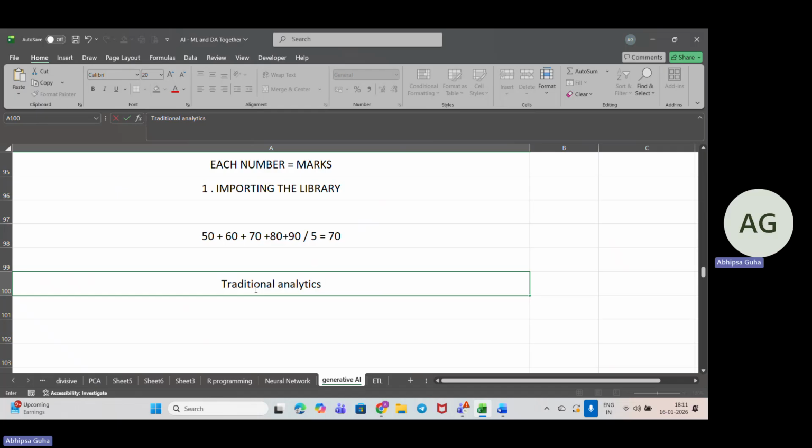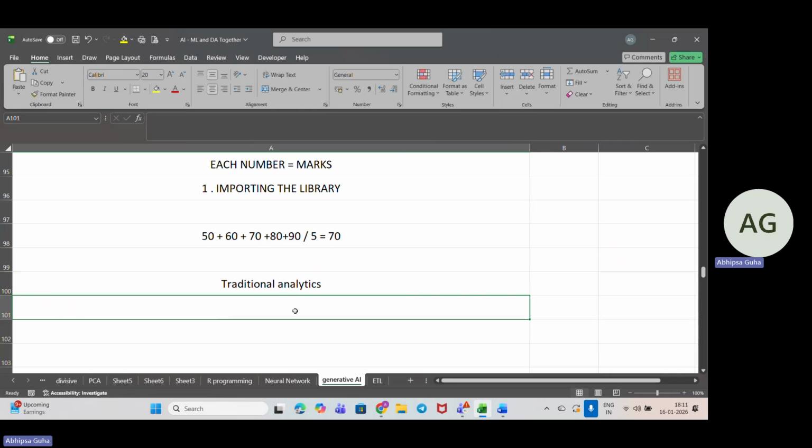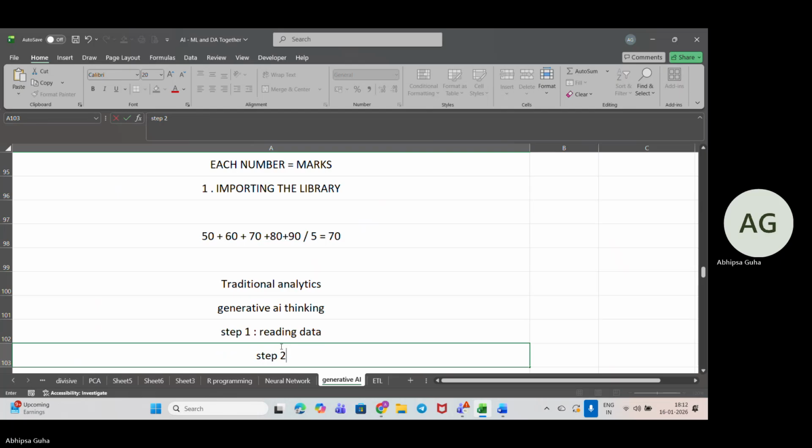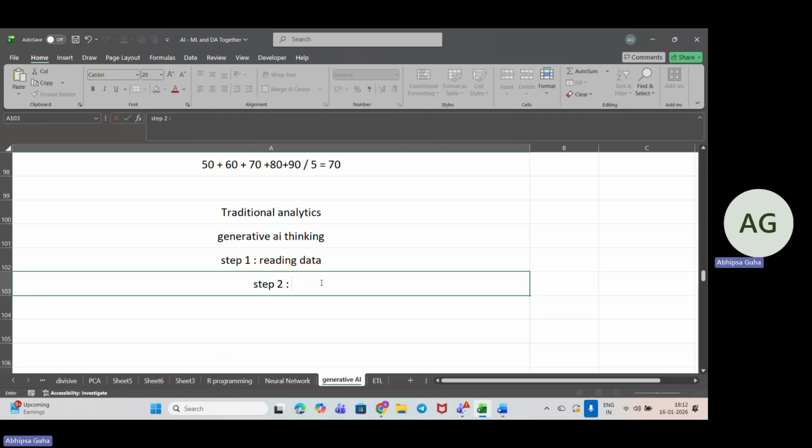Okay. So now how does generative AI think? What are the logical steps that come out? Generative AI thinking. Okay. Step one is reading the data. That is the important one. Reading the data. Step two is understanding the meaning of the numbers.